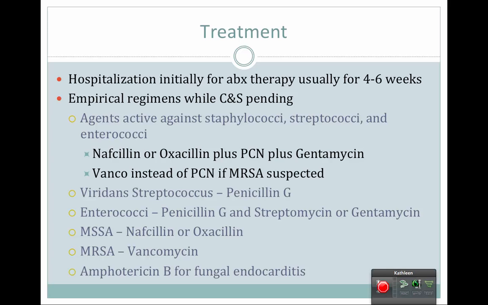Viridans strep: penicillin G. Enterococci: penicillin G and strep, or gentamicin. Methicillin-sensitive Staphylococcus aureus, a kind of bacteria: nafcillin or oxacillin. MRSA: vanco. Amphotericin B for fungal endocarditis.